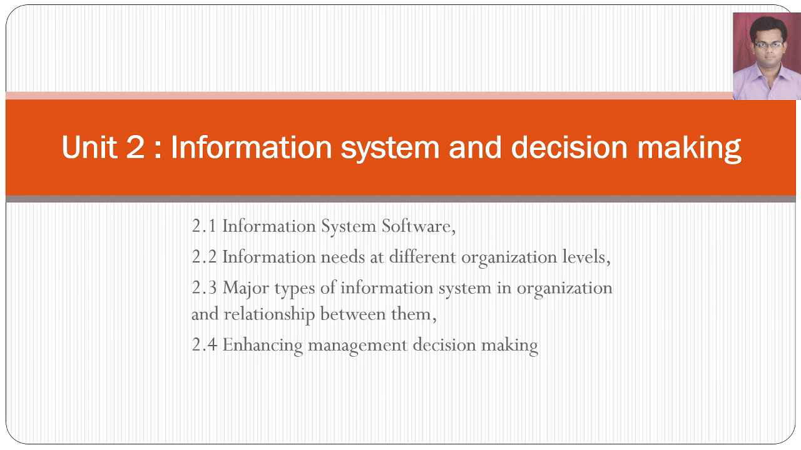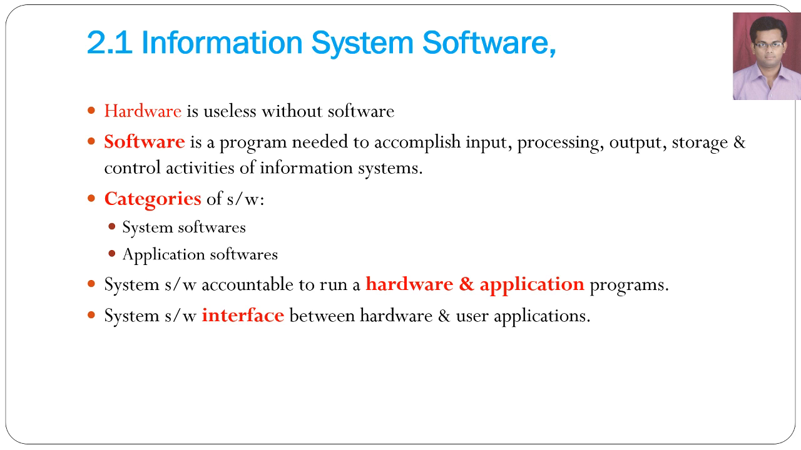Let's discuss information systems and the decision making activity. It covers the typical points such as information system software, information needs at different organizational levels, major types of information systems in organization, and the relationship between them. Enhancing management decision making is also one of the key aspects of this discussion.